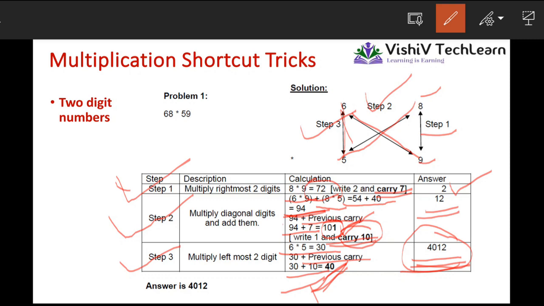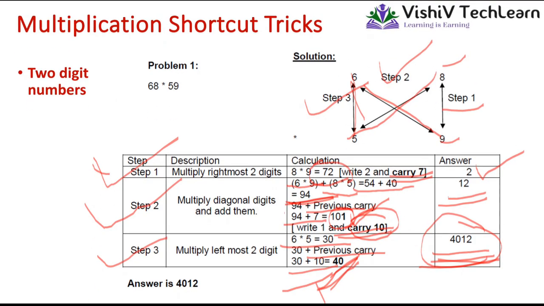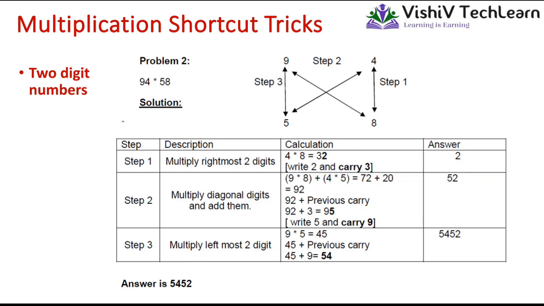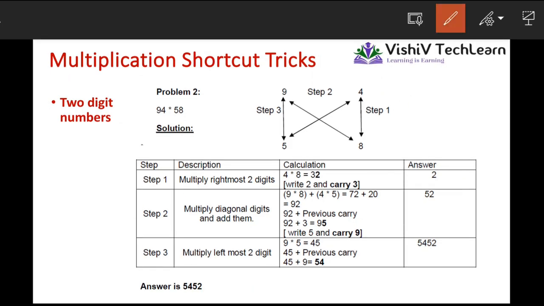Let's try to understand this by using one more example. So here we have one more example, and that is 94 into 58. So we can write it here: 94, 9, 4, then 5 and 8 as shown here. Once we write it in this fashion, we can do the steps: step 1, step 2 and step 3. In case of step 1, it is the multiplication of 4 and 8. So here we have step 1, 4 and 8 multiplication, that gives 32. 2 will be the part of the answer, 3 will be carry.